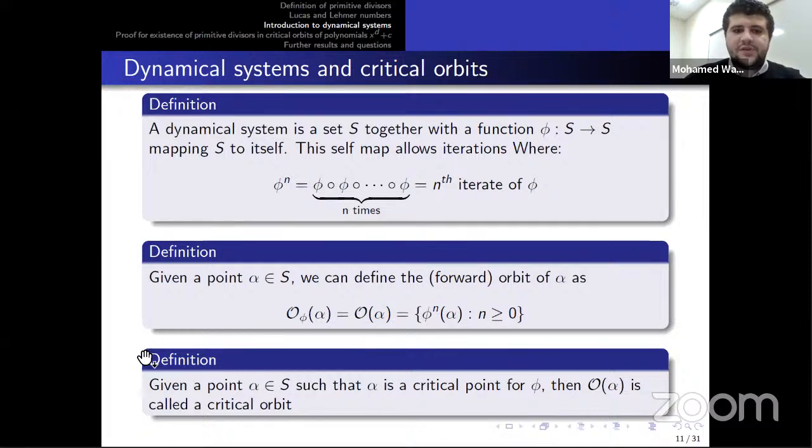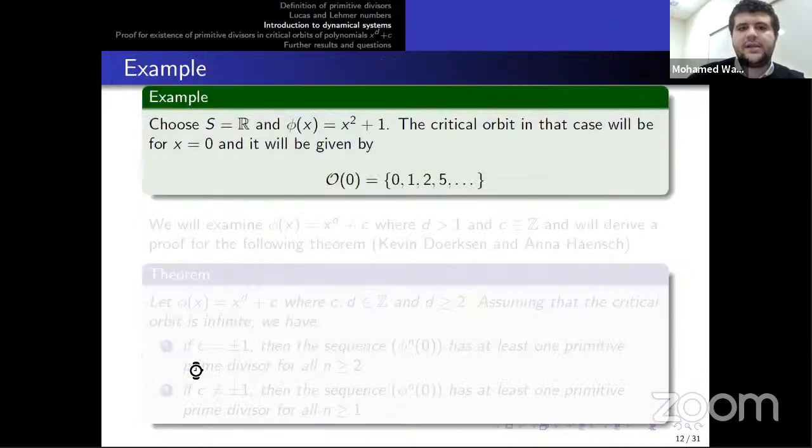One more definition before an example. If we take alpha to be an element in S such that alpha is a critical point for phi, critical point as in calculus, where the derivative is equal to 0, or it has a pole at that point, then the orbit of alpha is called the critical orbit. So now we can take a quick example for all of this.